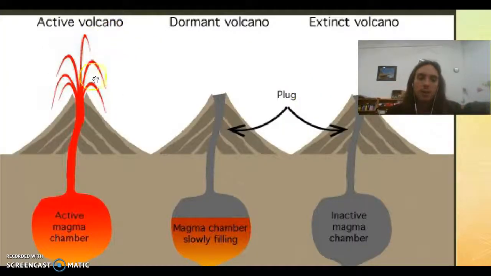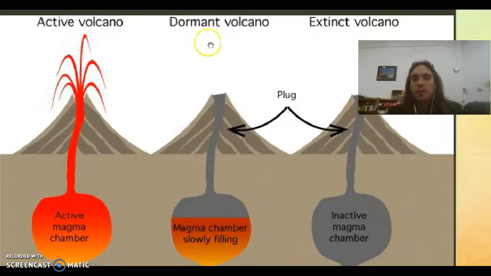We've got an active volcano here. This magma chamber is completely full. It's pushing up, and we're getting a lot of activity. We see a lot of seismic activity, earthquakes. A lot of that plate tectonics is pushing this magma up, and you're going to get more eruptions.